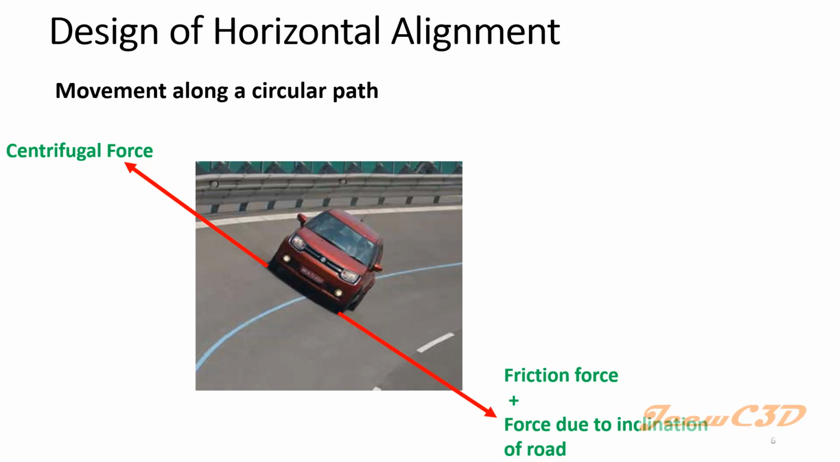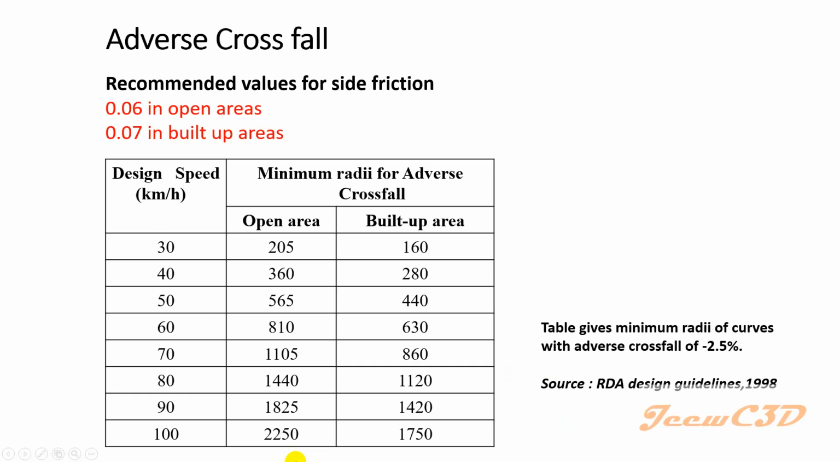So usually at a curve, your road is sloped like this. But at a higher radius, if this friction force single-handedly counteracts this centrifugal force, you can have this road like this, sloped two ways. You call that radius the adverse crossfall. This adverse crossfall means at that radius, your road has a normal crossfall. It doesn't have a super elevation. It will only have a normal crossfall.